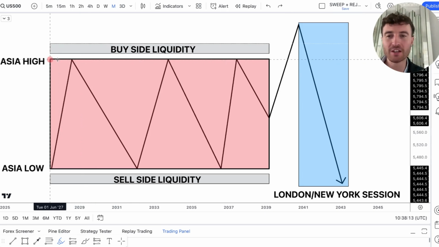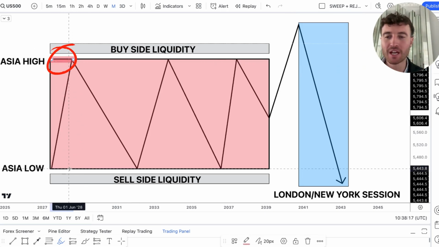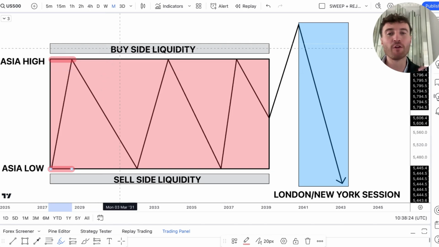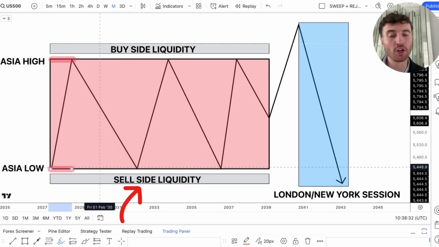What you can see here over to the left side of your screen, we've got an Asian session high and we have an Asia session low. Resting above this Asian session high, we have buy side liquidity in the form of buy stops. We also have sell side liquidity resting below the Asia session low in the form of sell stops.